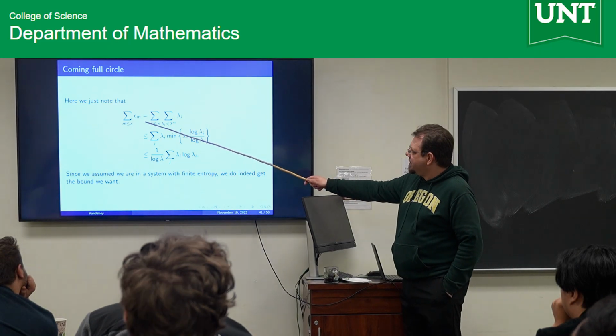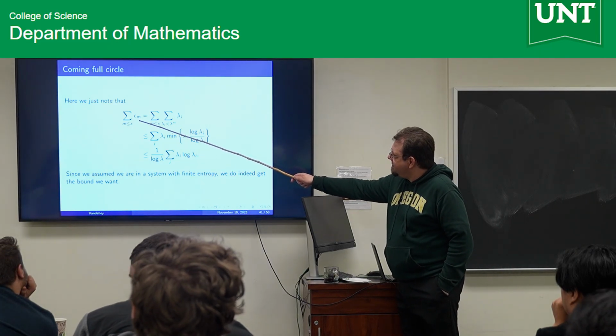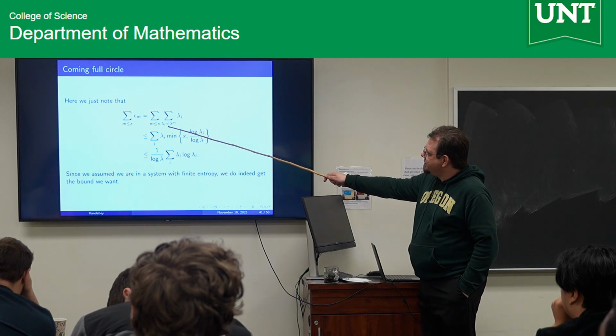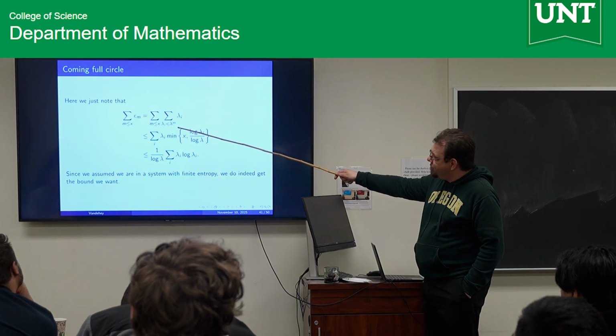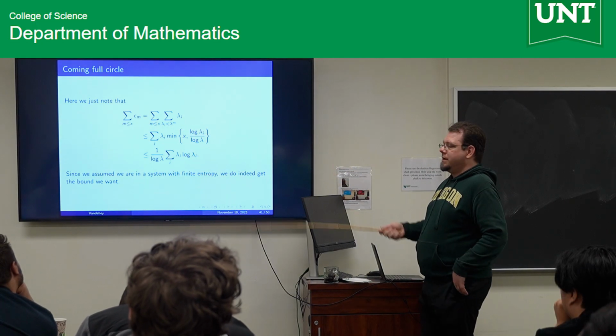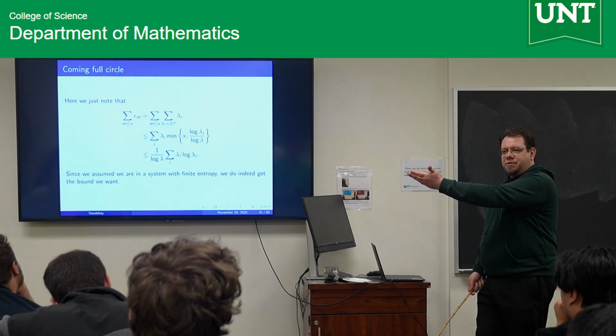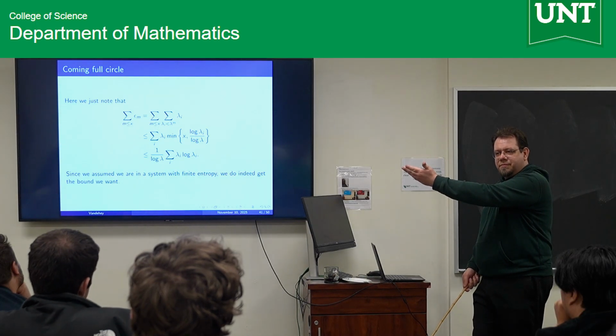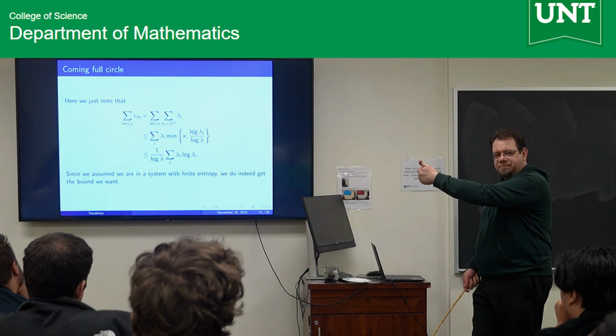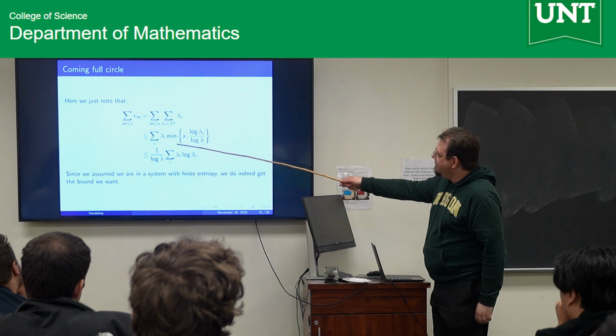Well, let's peel off definitions. What is epsilon sub m? Well, it turns out it's the sum of the lambda i's that are at most lambda to the m. Make use of the fundamental theorem of analytic number theory. Reverse the order of the sums. And it will become this.